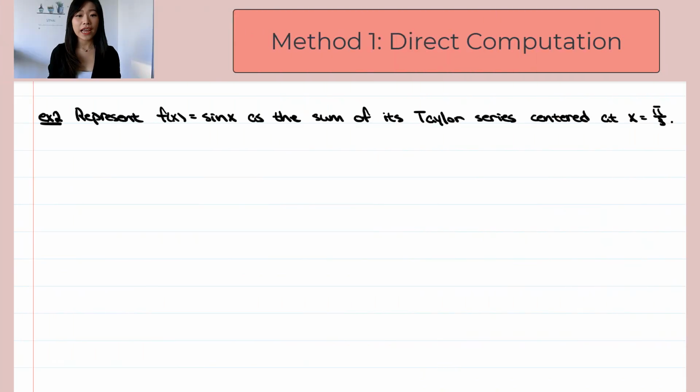So far, we've only looked at examples of finding Maclaurin series of a function. Now in this example, let's find the Taylor expansion centered at a different a. Let's represent the same function, sin of x, but as a sum of its Taylor series centered at x equals pi over 3. The steps are the same, so we are going to find the first few derivatives, and let's see if we can find a pattern.